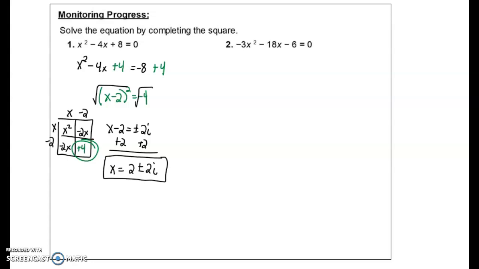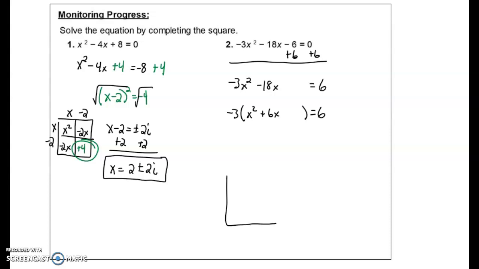Okay, on number 2, the a value is -3. So before you factor it out, go ahead and add the c value, the 6, to the other side. So you have -3x squared minus 18x equals 6. So now factor out the -3. So we have x squared plus 6x, leave the space, and then equals 6, and then we have this -3 on the outside that we just factored.